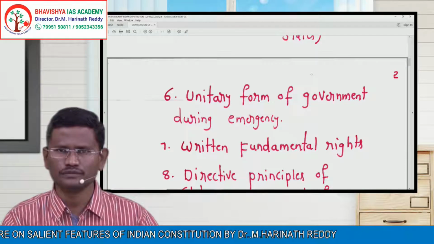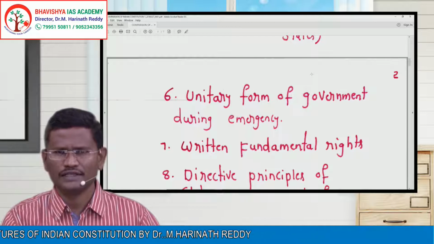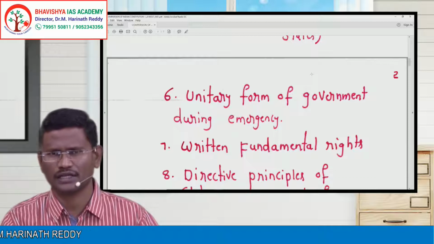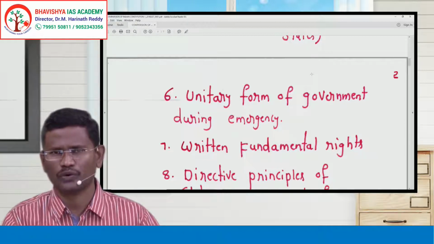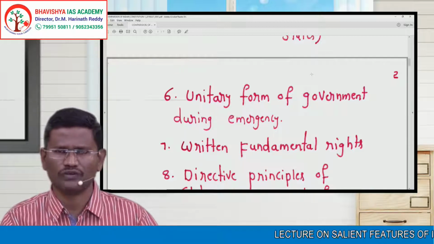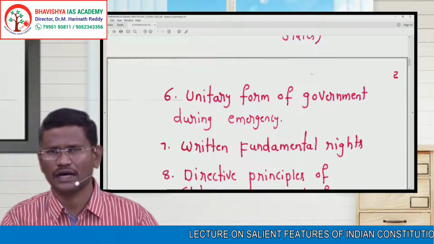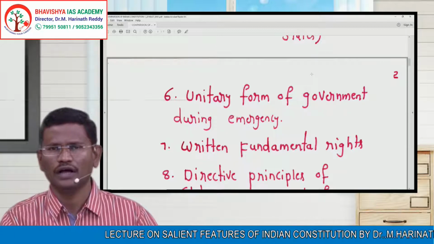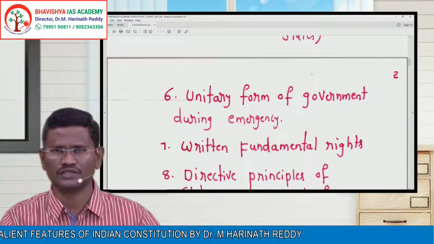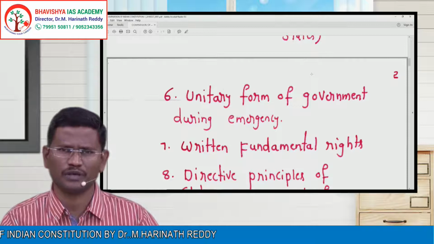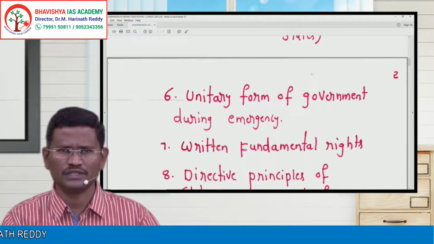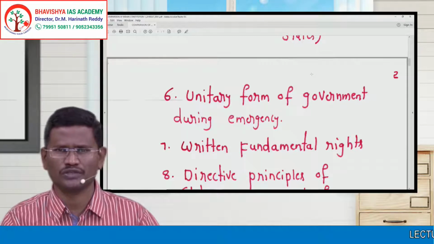Then, see, when there is any threat to the integrity and unity of India from either internal or external threat, Constitution of India provides for declaration of emergency. So when there is threat of armed rebellion, external aggression to India, under Article 352 of the Indian Constitution, the Indian President, on the advice of the Union Cabinet, headed by Prime Minister, can declare national emergency. So once emergency is declared, the Indian Federal Constitution becomes unitary.